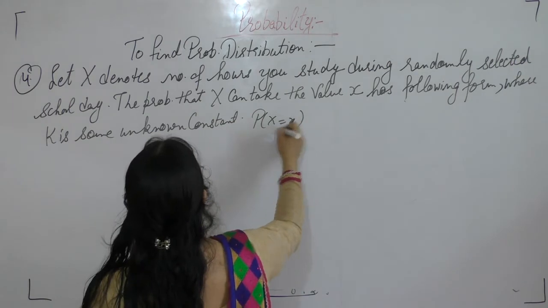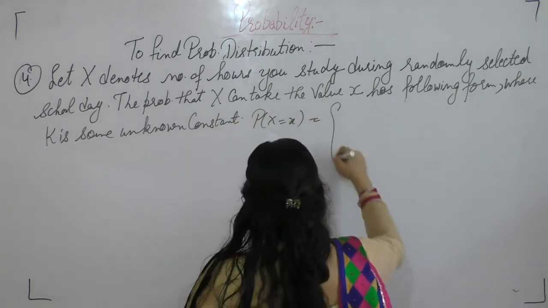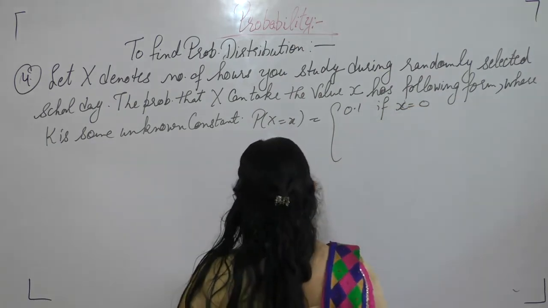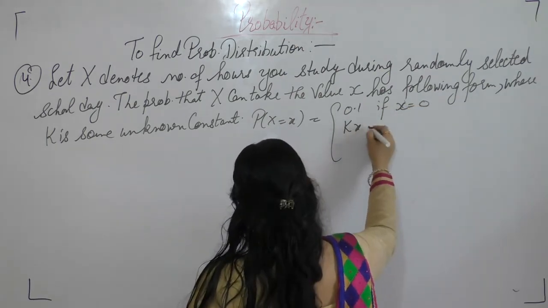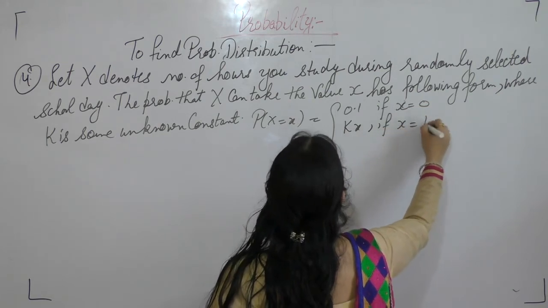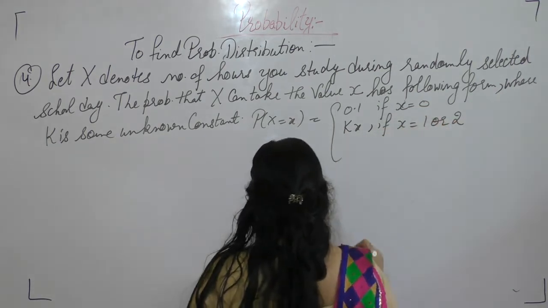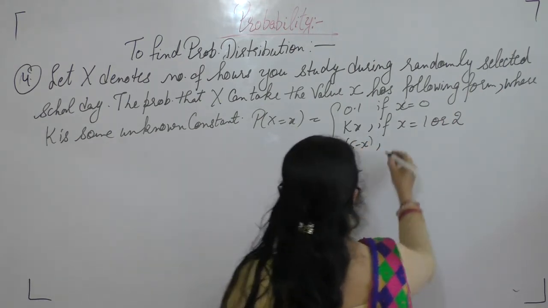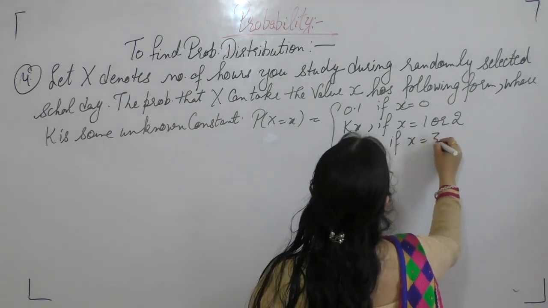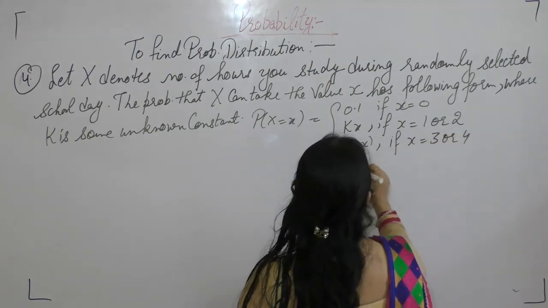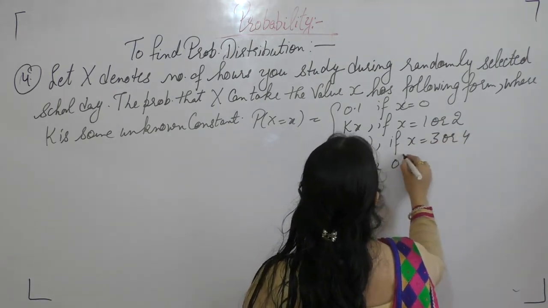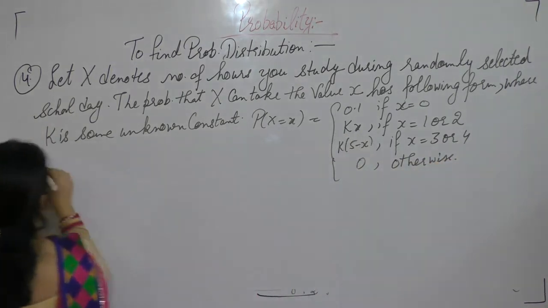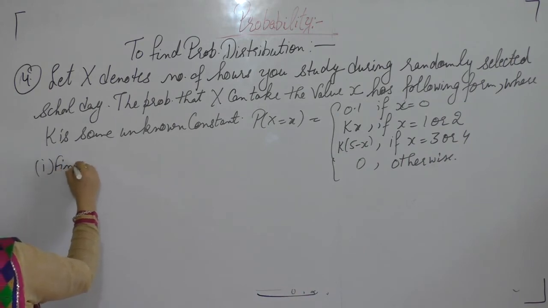The probability that x equals 0 is 0.1 if x is 0, kx if x is equal to 1 or 2, k times (5 minus x) if x is equal to 3 or 4, and 0 otherwise. Find the value of k.